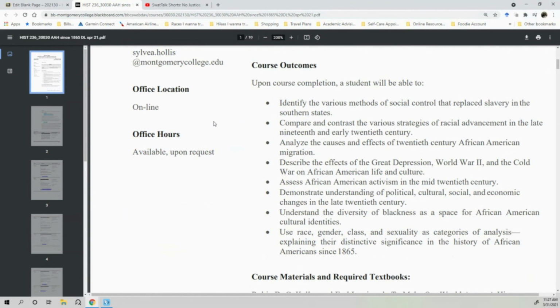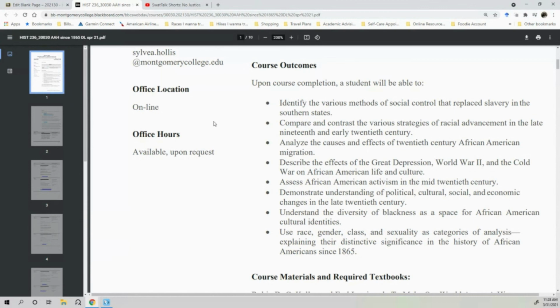Assess African American activism in the mid 20th century. Understand the political, cultural, social, and economic changes in the late 19th century. Understand the diversity of Blackness as a space for African American cultural identities, meaning Black people aren't a monolith. Understanding this class doesn't mean that you understand all Black people, and through the readings you will understand a more expansive way to ask questions internally about your understanding of African American history, and to practice that externally, through readings and all these other ways that we consume intellectual processes.